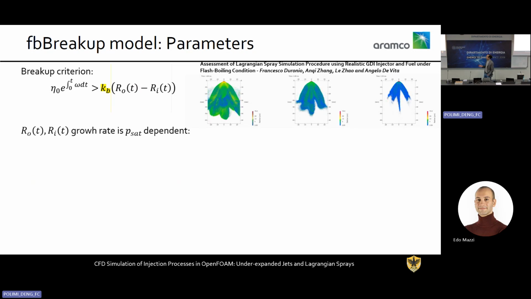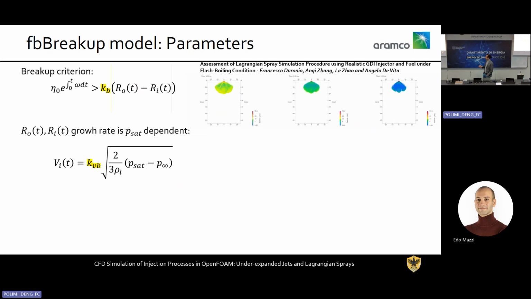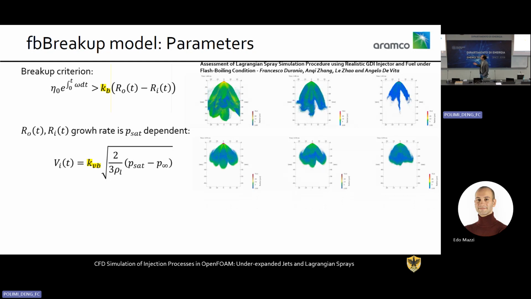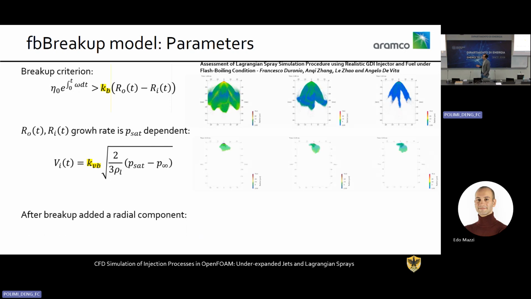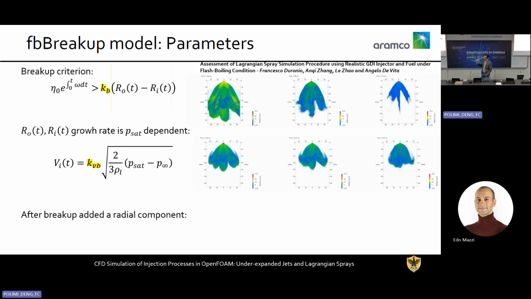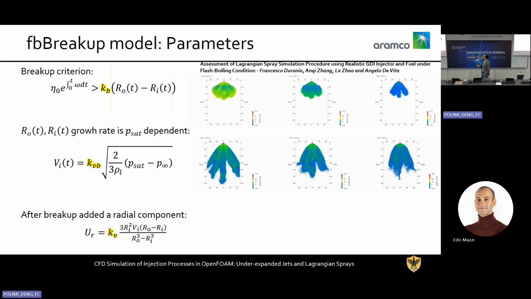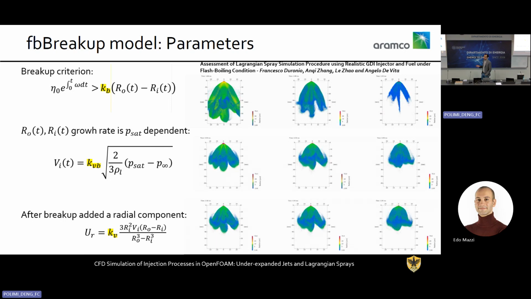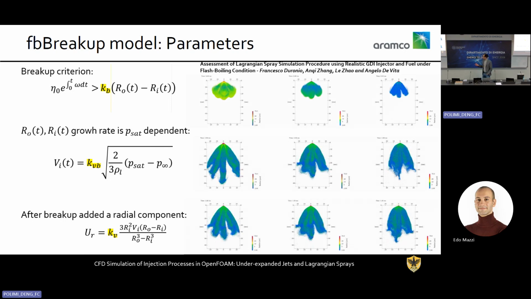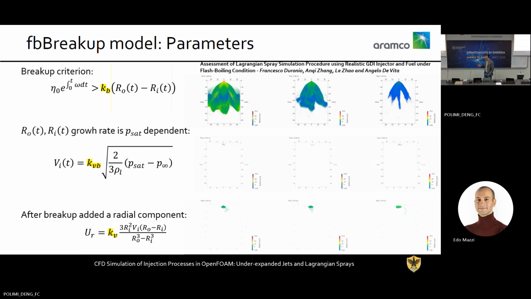We can control the bubble growth rate, which derives from the simplified Rayleigh-Plesset equation, and so we account for that with this other parameter. And as you can see, we can control the spray collapse. Finally, we added a radial component to the velocity vector to account for the plume-to-plume interaction, which is a consequence of flash boiling onset.